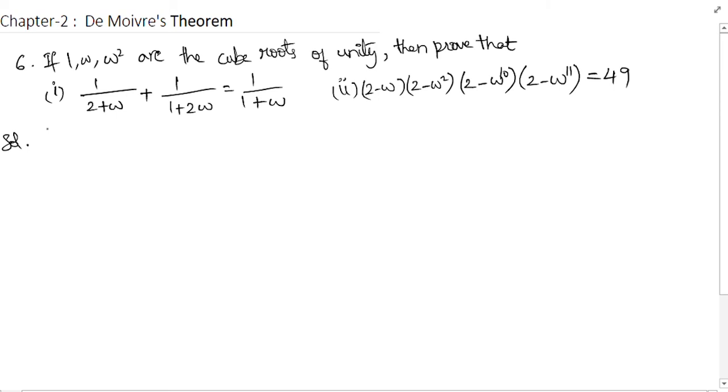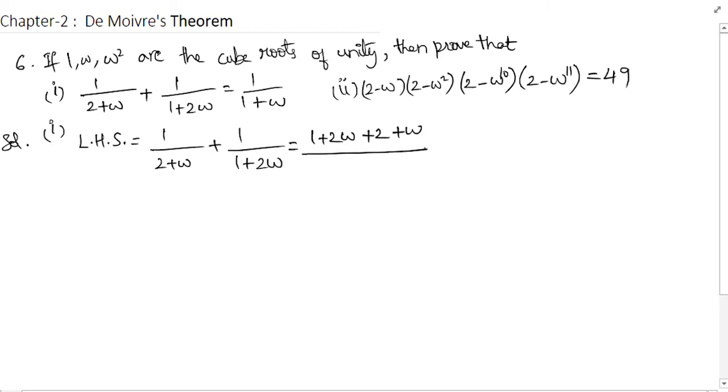So now we'll move on to the sixth one. If 1, omega and omega square are the cube roots of unity, then prove that. So now students will go with the first bit. Okay. So here we'll consider the LHS first, because we have to prove LHS is equal to RHS, right? So we'll consider the LHS, which is equal to 1 by 2 plus omega plus 1 by 1 plus 2 omega, which can be written as 1 plus 2 omega plus 2 plus omega divided by 2 plus omega into 1 plus 2 omega.